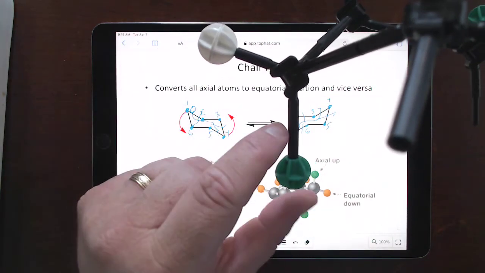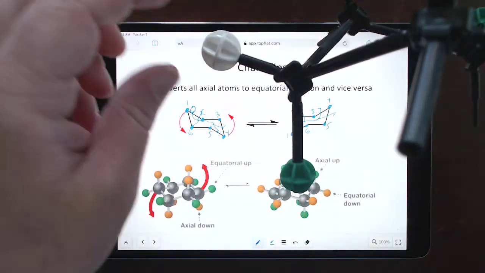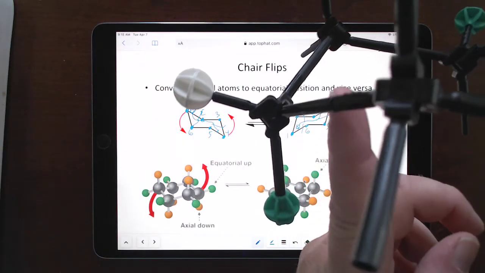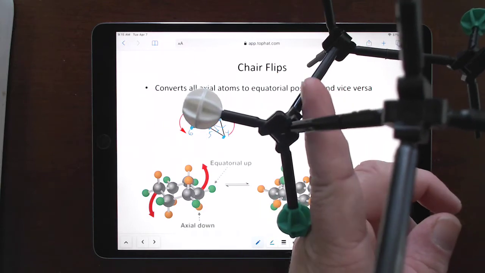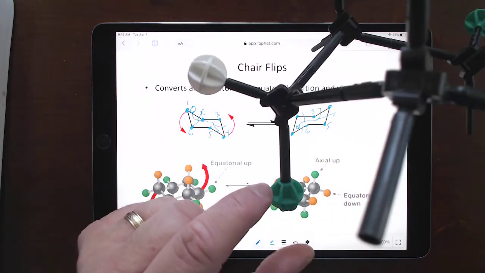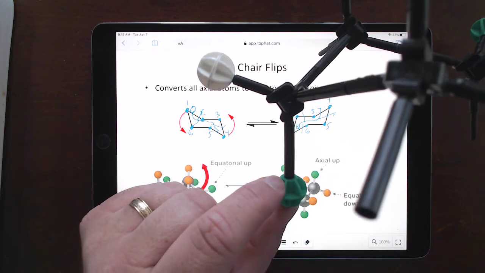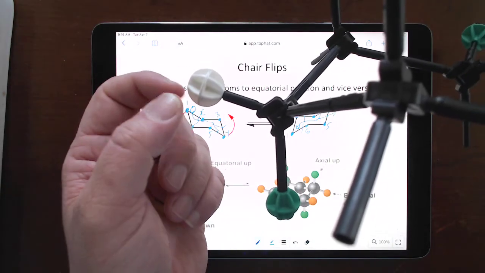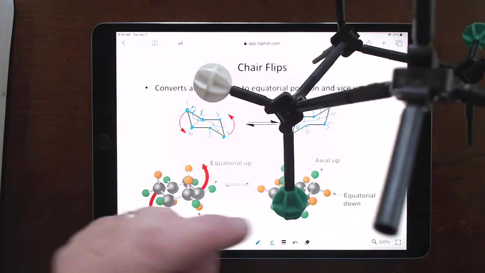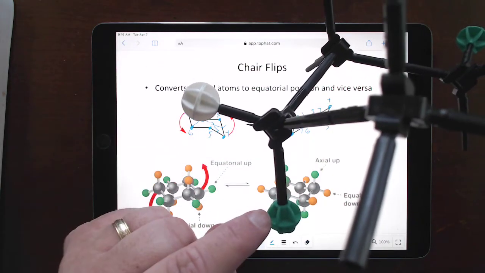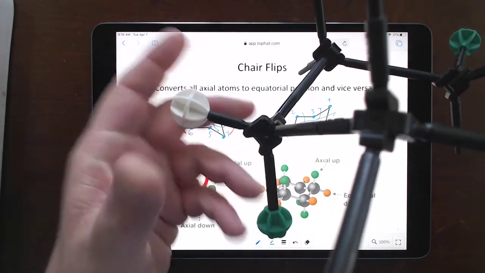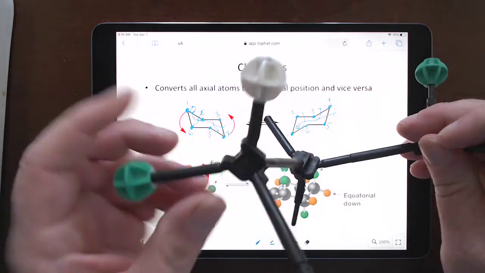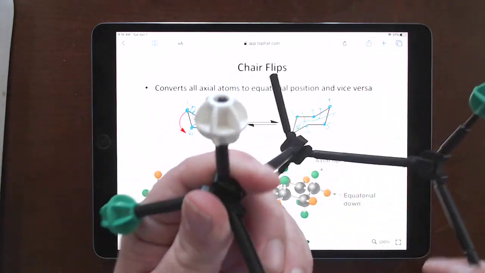So if we look here, we've got the green one and we've got the white one. The carbon-carbon bonds for this one are pointed down, so that means the axial is going straight down. So this is the axial down. And this one right here, because it's pointing up to the side, it's equatorial, but it's above this green one. So this is the up and that's the down. So equatorial up, axial down. After we do the chair flip, that flips up here, the other side flips down.